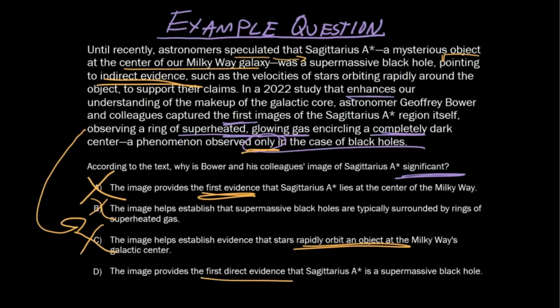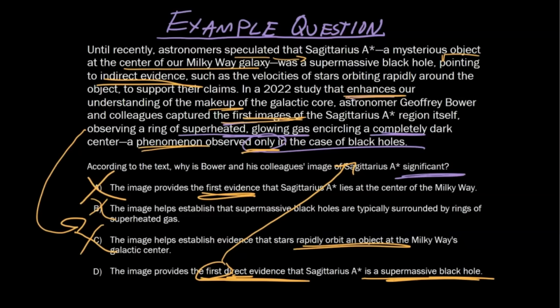Now, the image provides the first direct evidence. This is significant. Again, we're tying back, we're correlating our question, text, and answer here. All right, the first direct evidence that Sagittarius A is a supermassive black hole. This is true, okay? We are enhancing our understanding of the makeup, and we are capturing the first images of the Sagittarius A region and proving that it has to be a black hole, because this phenomenon is only observed in the case of black holes, making our answer D.